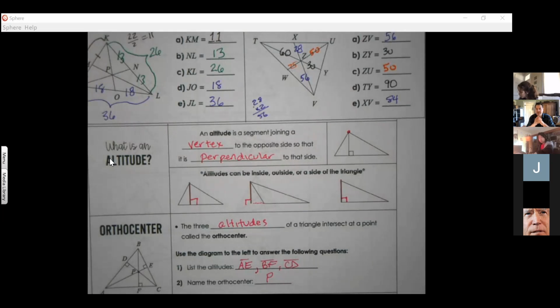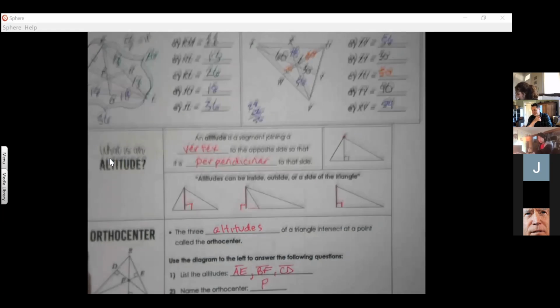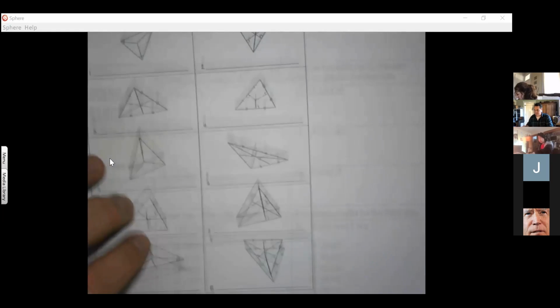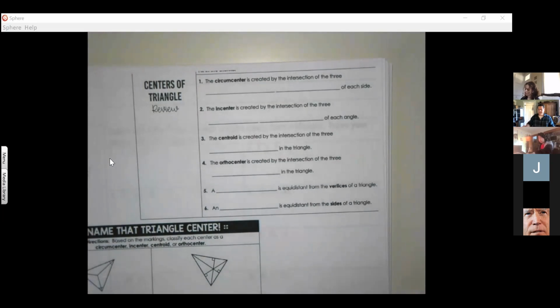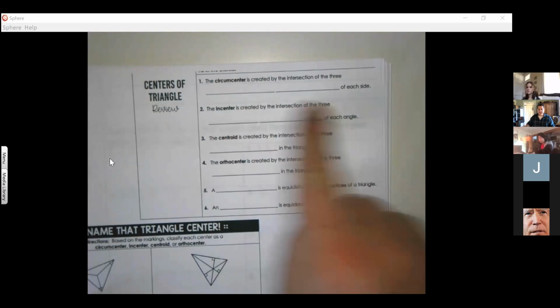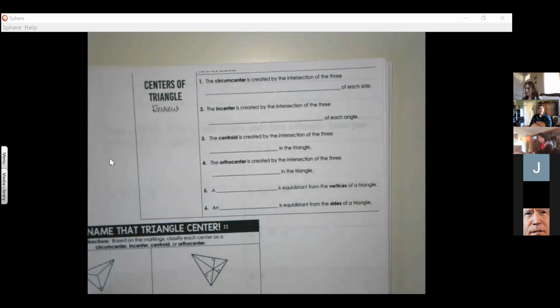So we've got four centers here, each constructed from four different types of segments and having different attributes as a result of that. This next page is a little kind of formative assessment to see if you understand this. So would you please do questions 1 through 5 up here yourself? Fill in those blanks, please.